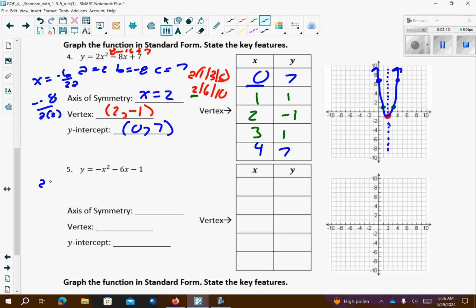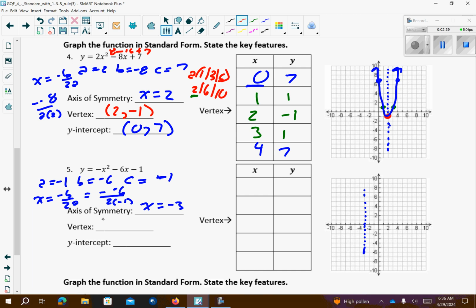Number 5, we know our A value is -1, our B value is -6, our C value is -1. So x equals -b over 2a, which is -6 over 2 times -1. So -(-6) is 6, 6 over -2. So our axis of symmetry is going to be -3, which is right over here.